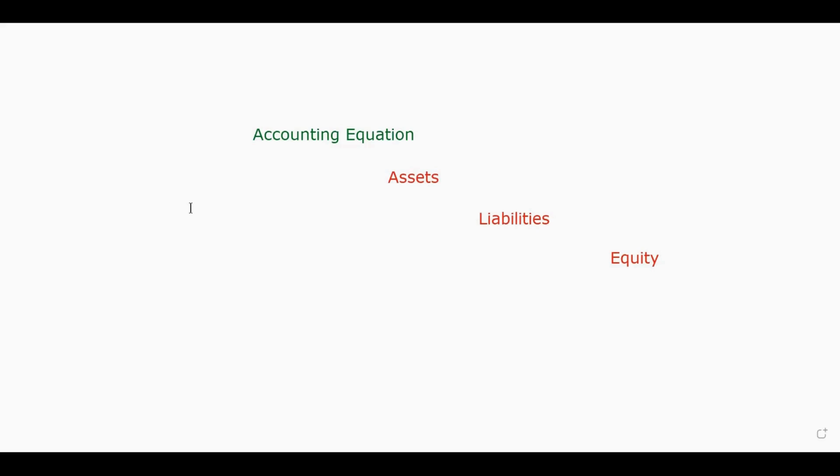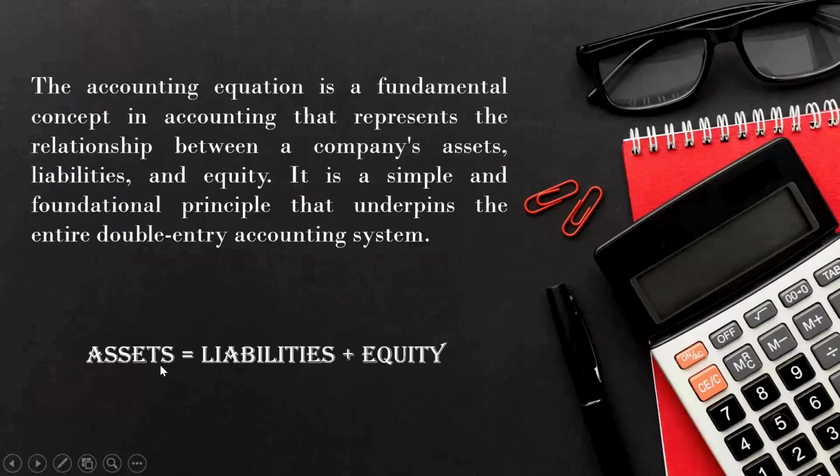From these three categories, assets, liabilities, and equities, we get the accounting equation. The accounting equation is: assets is equal to liabilities plus equity. So the capital and the liabilities, what we need to pay, become the formula of the accounting equation: assets equals liabilities plus equity.